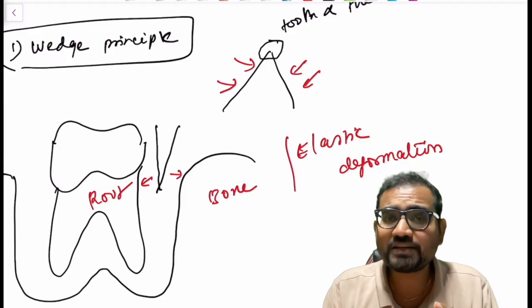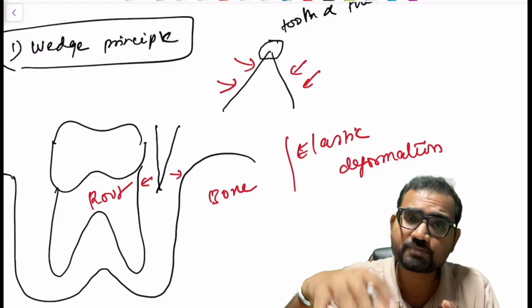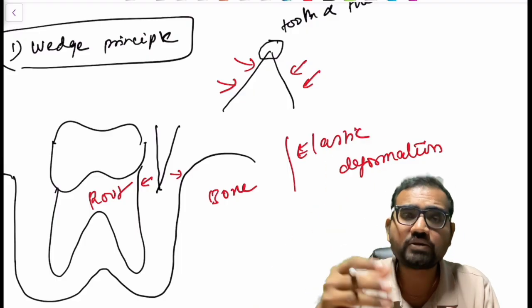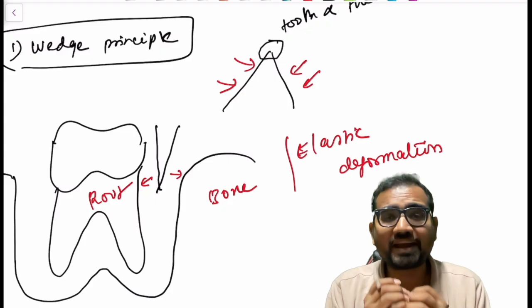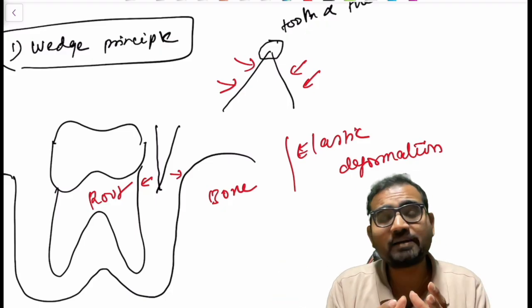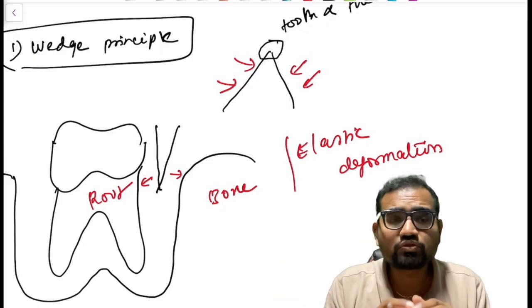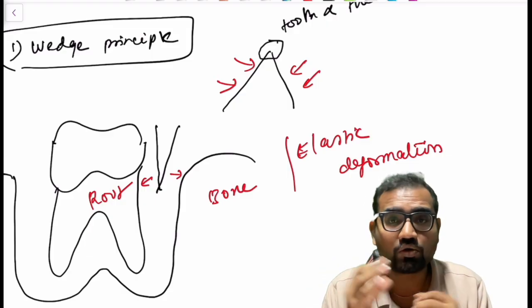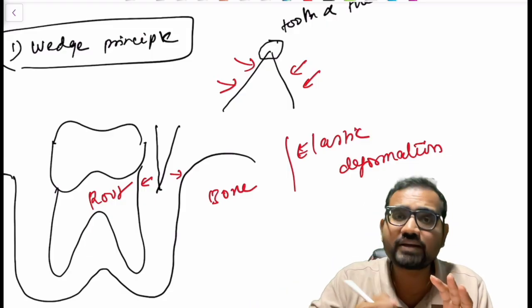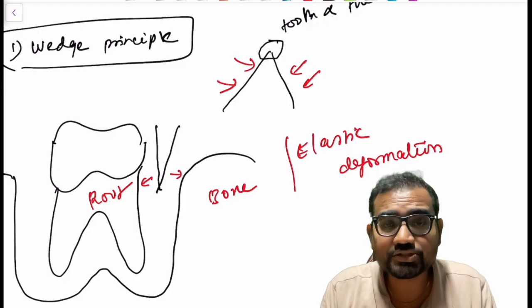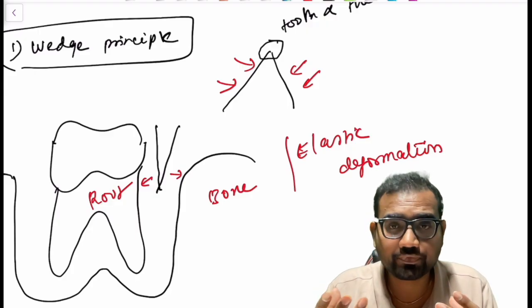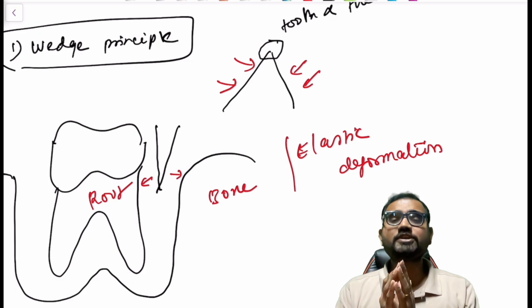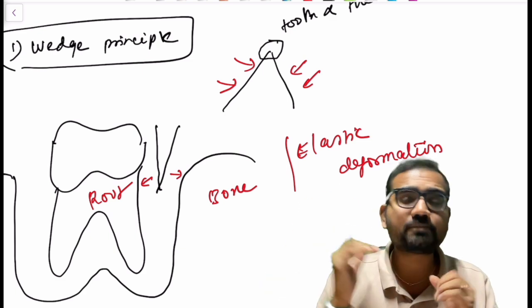So the wedge principle is basically based on apical pressure. Downward pressure causes the expansion of the bone, or elastic deformation of the bone, and it causes the tearing of the PDL, so the tooth pops out. Young people will have more flexible bone, so in young patients you can easily remove the tooth, but older patients are more prone to fractures. So this is the wedge principle, which is based on apical pressure.